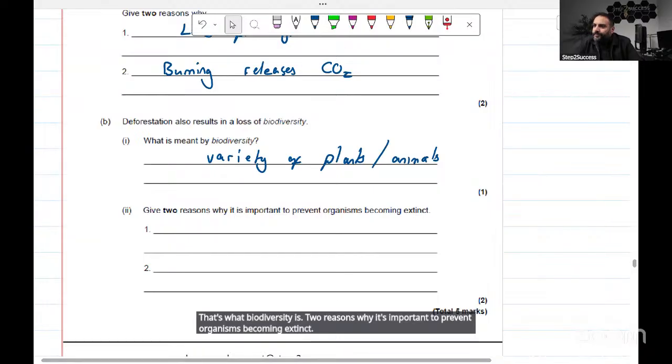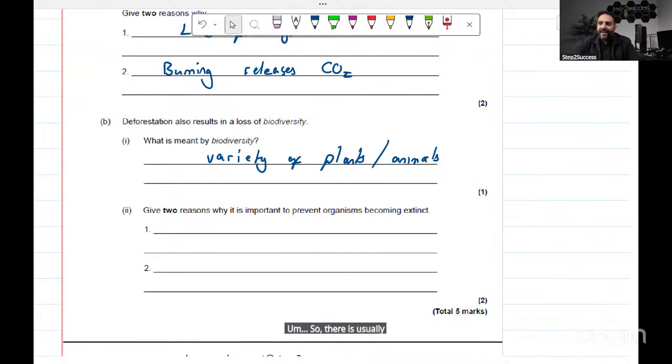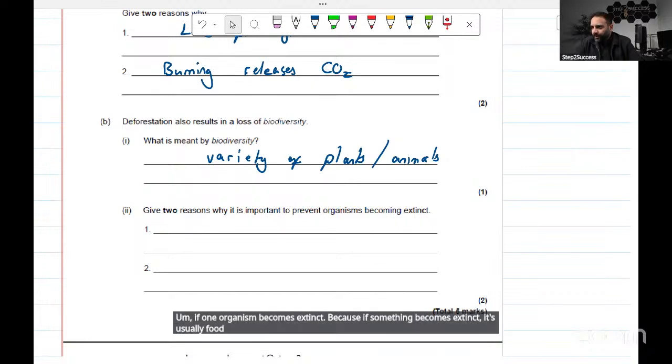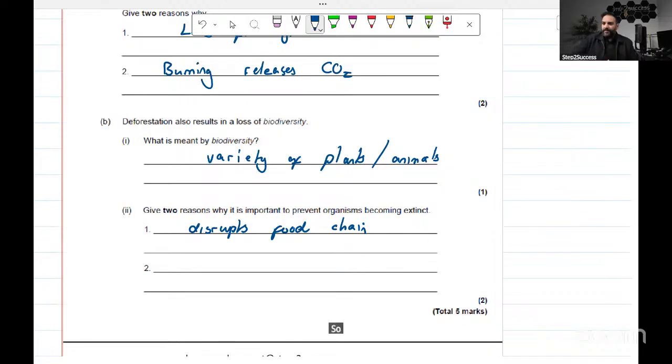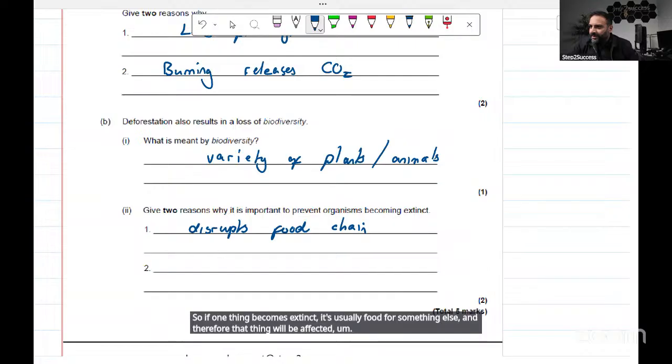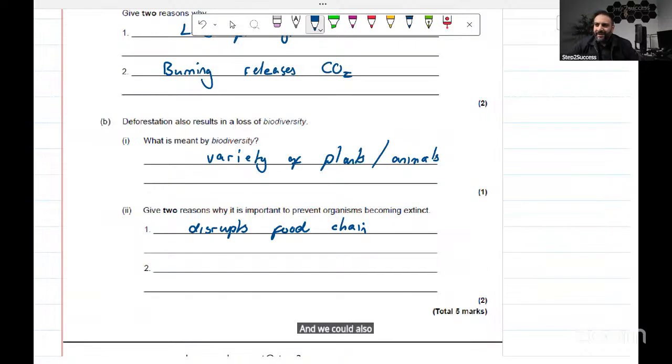So there is usually a food chain effect if one organism becomes extinct. Because if something becomes extinct, it's usually food for another organism. So you can say something like it disrupts the food chain. If one thing becomes extinct, it's usually food for something else, and therefore that thing will be affected. And we could also have a moral answer to this, which is that we should preserve things for future generations. You could say something like that.